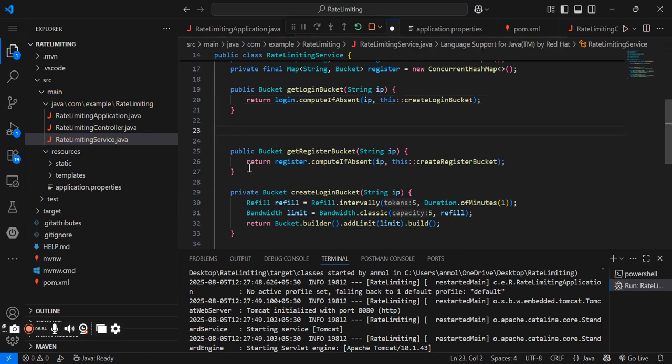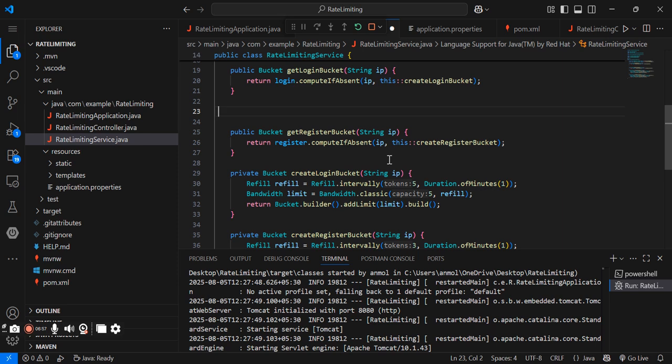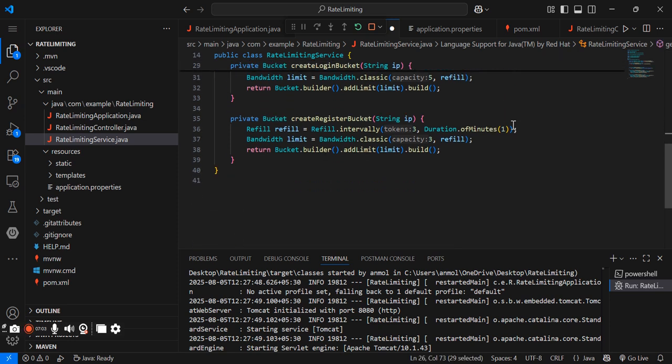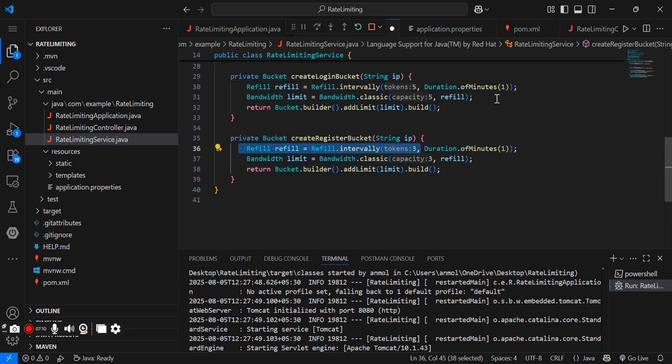Same for register. Check whether this IP address is present, then check its tokens and try to make the request. If the bucket was not present, create the new register bucket. Same as that, refill of 3 tokens for register, as I told you, 3 tokens for register and 5 for login. See here, and the refill bucket builder is returned.